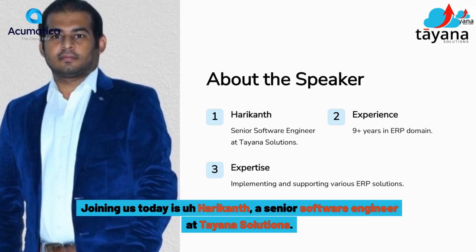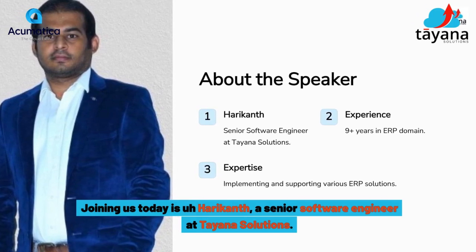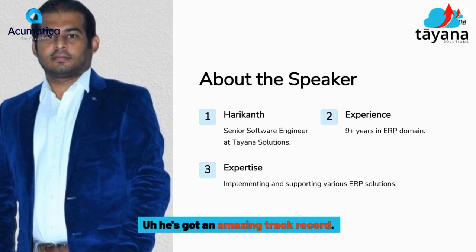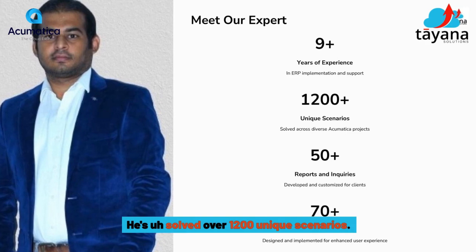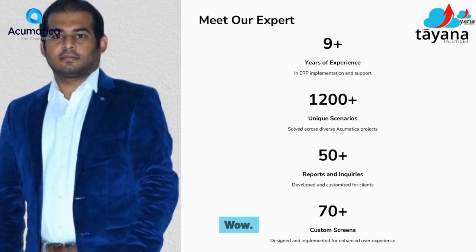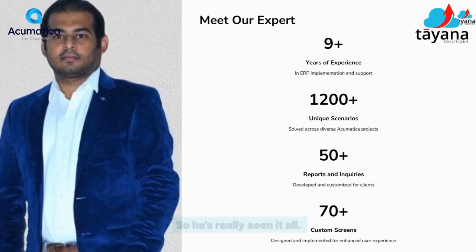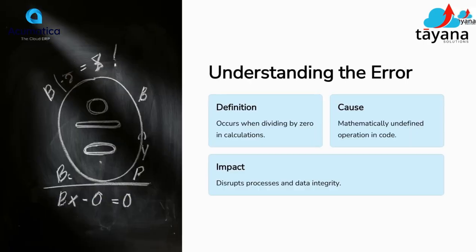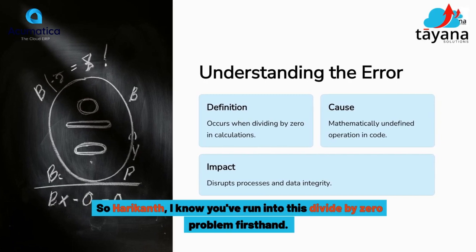Great. Joining us today is Harikanth, a senior software engineer at Tayana Solutions. Hello. He's got an amazing track record. He's solved over 1,200 unique scenarios across all sorts of different Acumatica ERP systems. So he's really seen it all. I try. So Harikanth, I know you've run into this divide by zero problem firsthand.